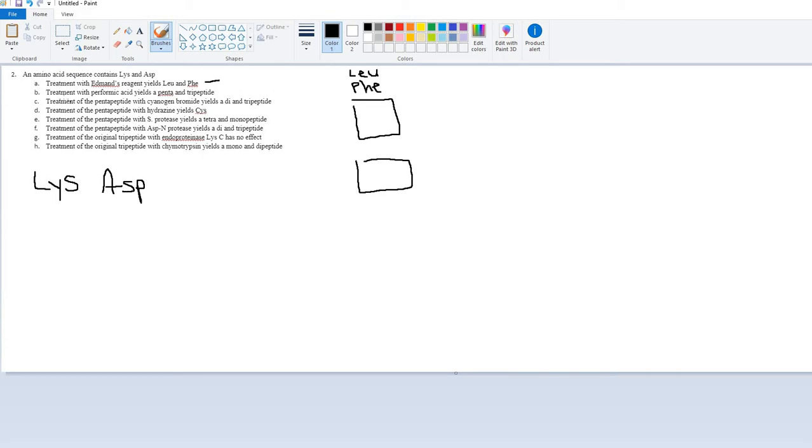Alright, and now treatment with performic acid yields a penta and a tripeptide. Now performic acid is going to cleave the cysteine bonds, or the disulfide bonds, so we know that there must be a cysteine in both of these, so we're going to write to the side that we have two cysteines somewhere. Oh yeah, we also know that there's a pentapeptide and a tripeptide from that last clue, so we can write our boxes.